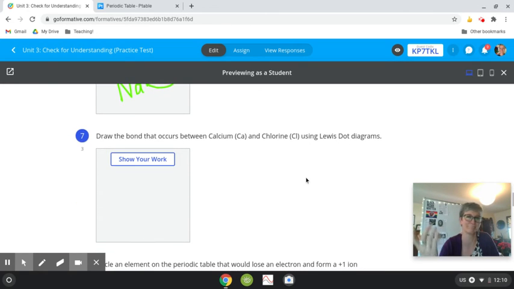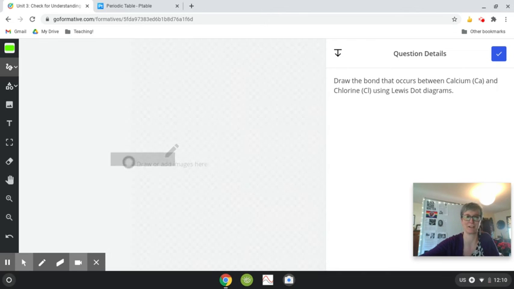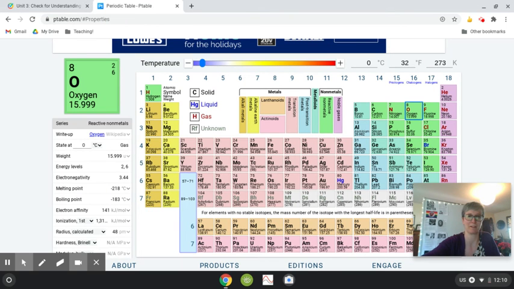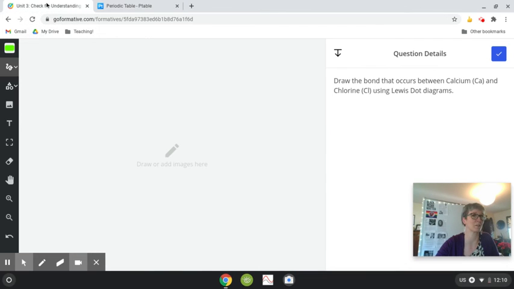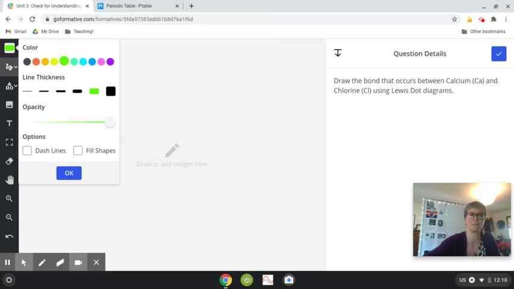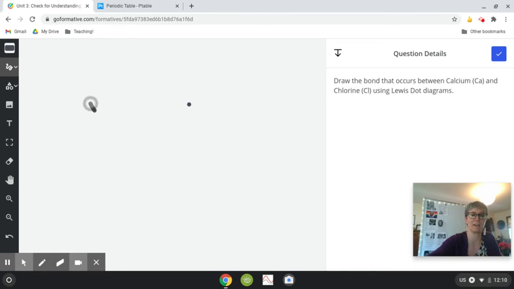Still using green. So then we got calcium and chlorine. Calcium on the periodic table is going to have 2 valence electrons. Chlorine on the periodic table is going to have 7 valence electrons, but chlorine can only take 1, and calcium has to give away 2. It's not just going to give away 1. So here we got calcium. I'm going to erase that little electron dot that I had there.